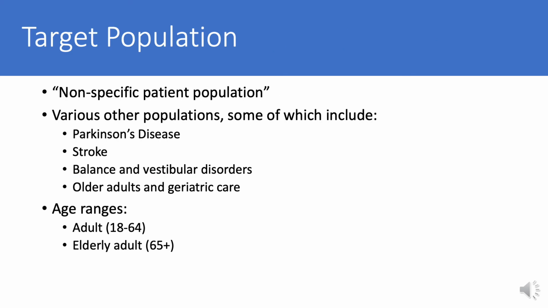The target population for this test is not specific, and it works for essentially all populations. And it's just a very good way to measure gait for Parkinson's disease, stroke patients, vestibular disorders that affect balance, and all older adults who are at the most risk for falls in everyday life. It works for any adult population from 18 to 65 plus.